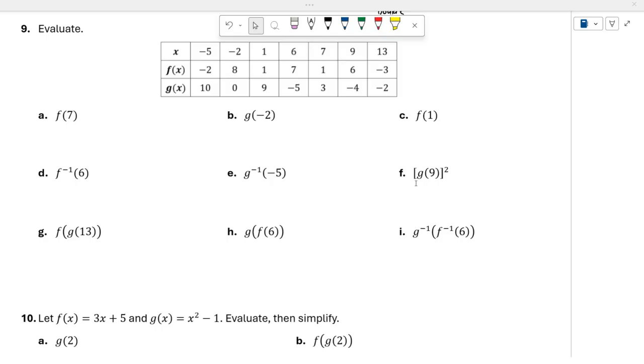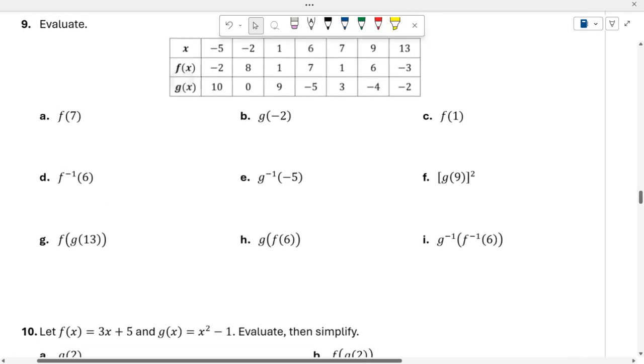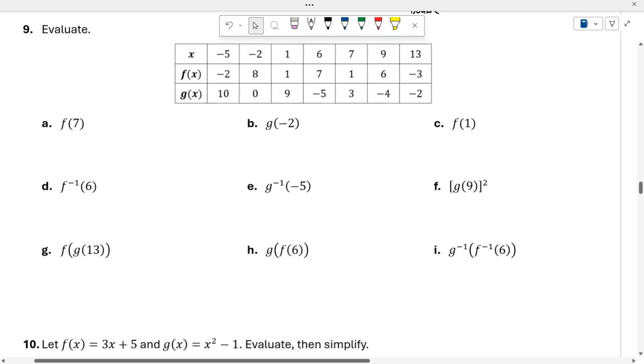So this is just another way of representing a function, right? You can represent a function using an equation. You can represent a function using a graph. You can represent a function using a table, right? So in this case, we're dealing with two functions, f and g, and everything we know about the functions is based on this table. So let's go ahead and get started. Actually, I'm not going to zoom in for this one. We're going to keep everything here.